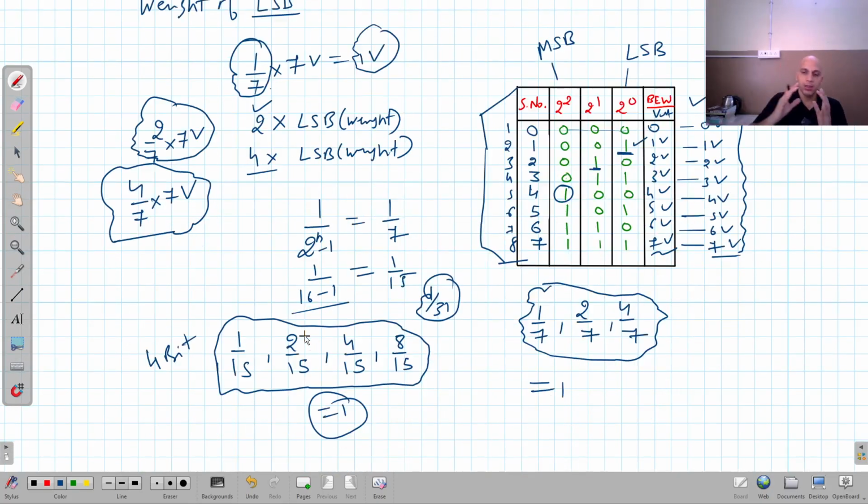Now I'm going to design a variable resistor network that is going to do the actual conversion, and it will do the conversion according to the bit, right? The LSB, then the second LSB, and then the MSB.